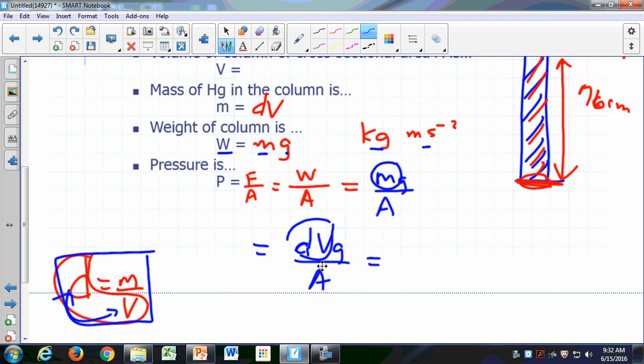Now, what's the volume of a cylinder? Let's imagine this is a cylinder with cross-sectional area A and height h.